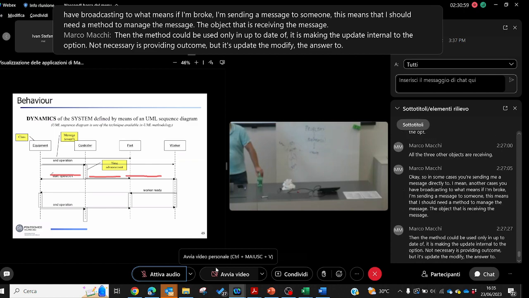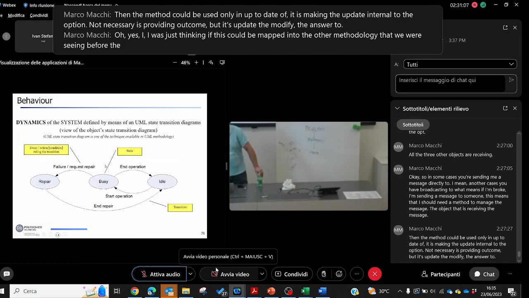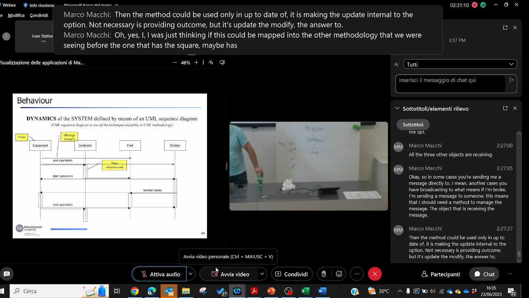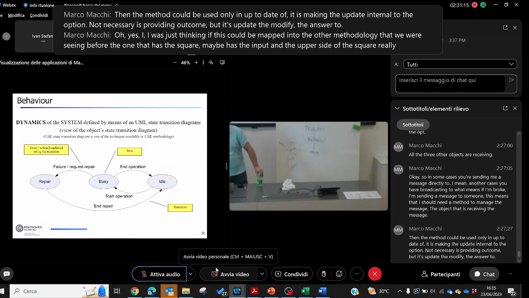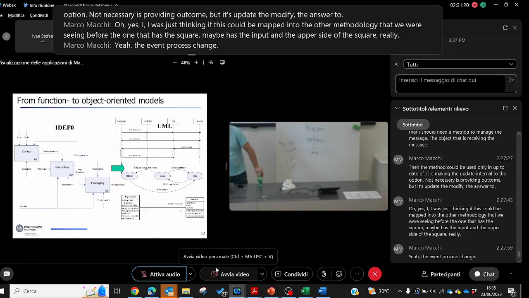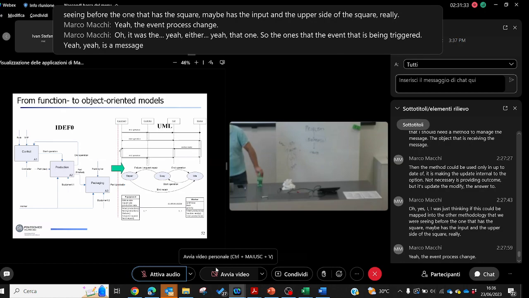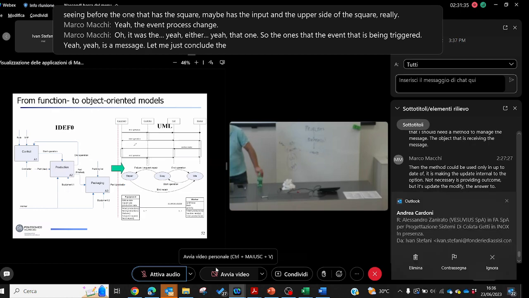No, yes, I was just thinking if this could be mapped into the other methodology that we were saying before, the one that has the square, with the input and output on the sides of the square. The event process chain, you mean? The one where the event is being triggered, yeah. Here is a message, probably the answer to you. Let me just conclude this point, but here is the answer.